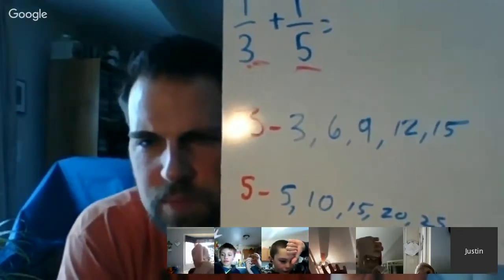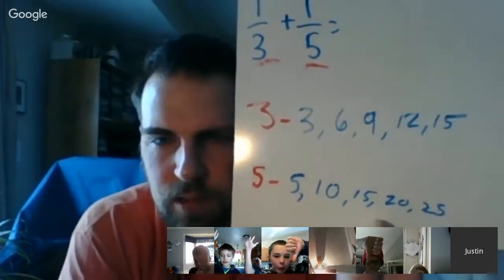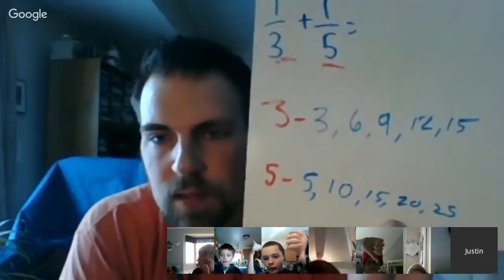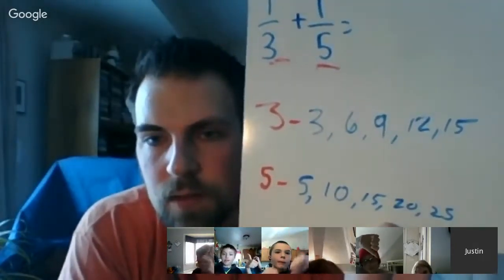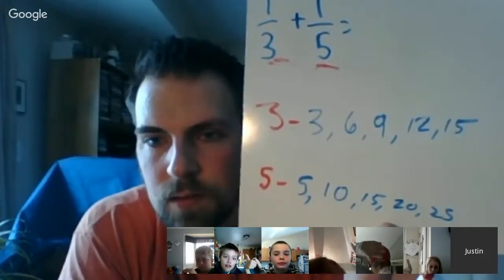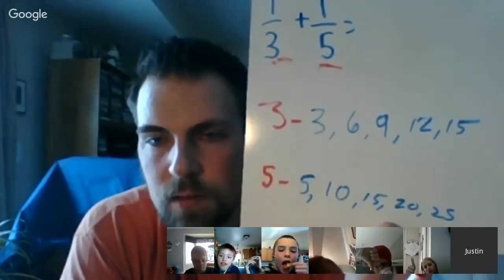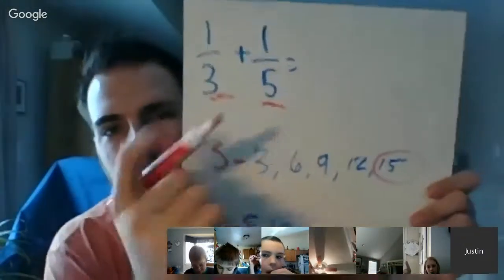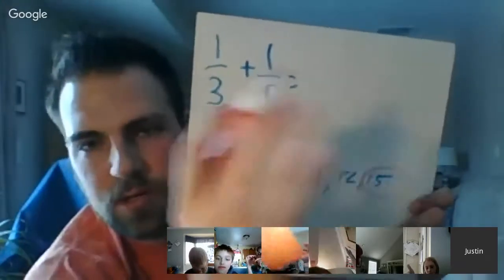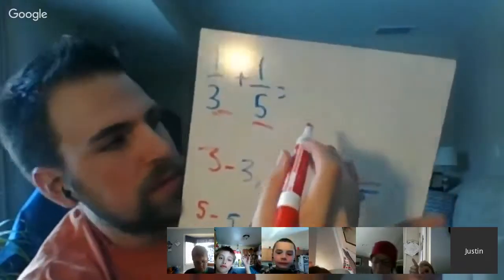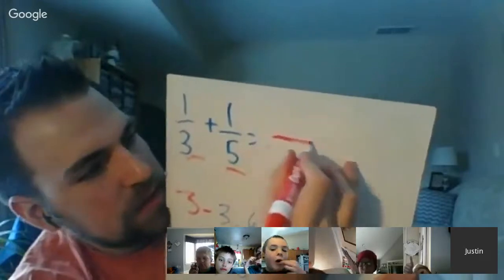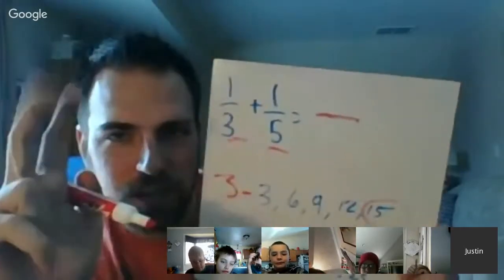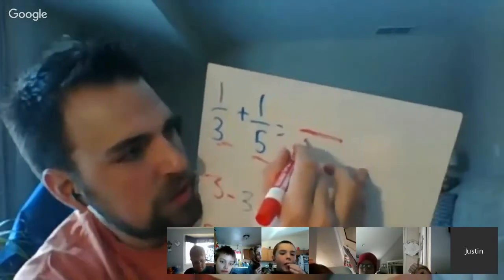I'm seeing some thumbs up and I'm seeing some thumbs down. Dylan, I see you have a hand up. 15 and 15. Good. 15. So now up here at our addition problem, everybody's markers or pencils, whatever you happen to be writing with, put them down. And I'm going to make this what I call my answer denominator. So I just put this up here.